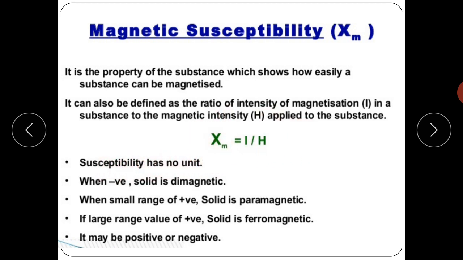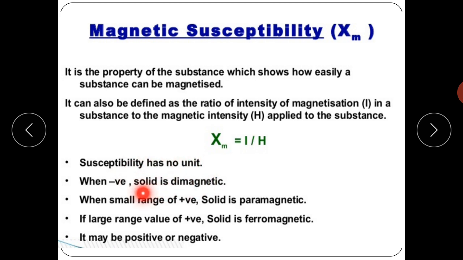It is unitless, a dimensionless quantity. When χm is negative, the solid is diamagnetic. When it is in a small range of positive values, the solid is paramagnetic. If it is a large positive value, the solid is ferromagnetic. χm may be positive or negative, and when χm is negative, in the range of minus 10 raised to minus 5, the solid is diamagnetic.